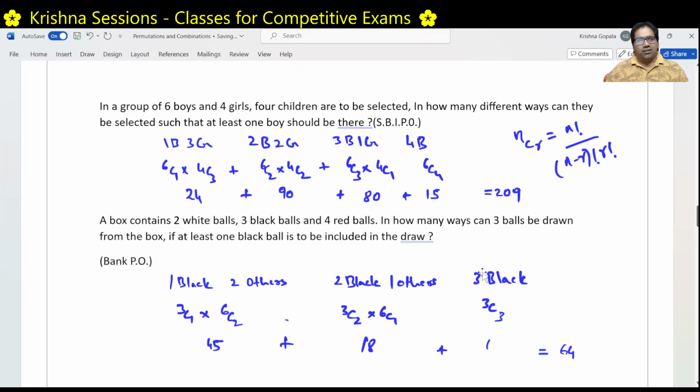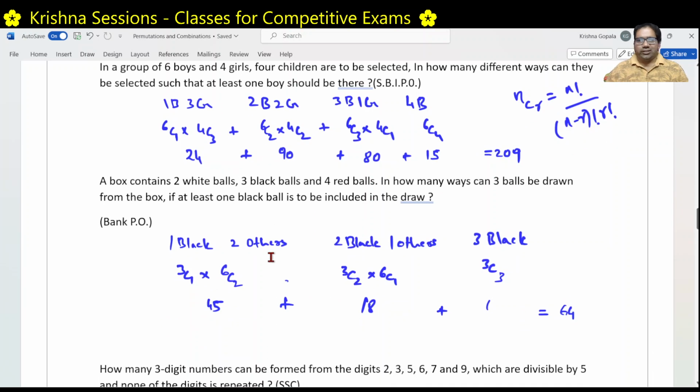Right. Similarly, all three blacks: 3C3. 3C3 is basically 1, right? If you have three blacks and you have to pick all three blacks, how many ways? There is only one way. So what is the total number of possibilities? 3C1 into 6C2 plus 3C2 into 6C1 plus 3C3. This becomes 45 plus 18 plus 1, 64. You can do these calculations. You know nCr is equal to n factorial by (n minus r) factorial into r factorial, right?